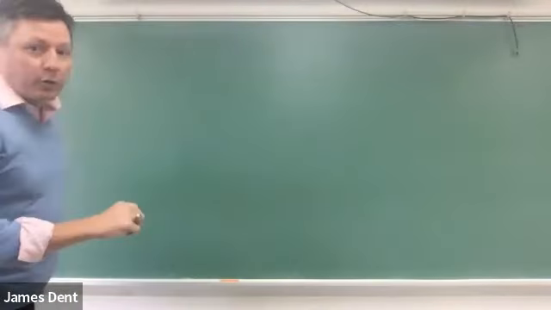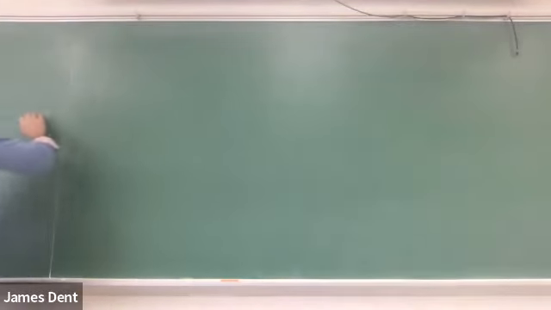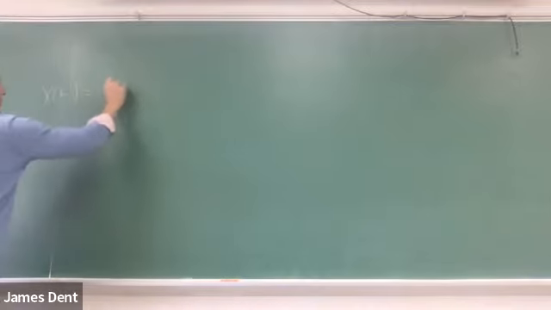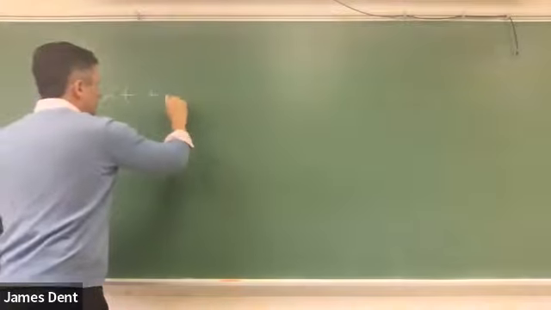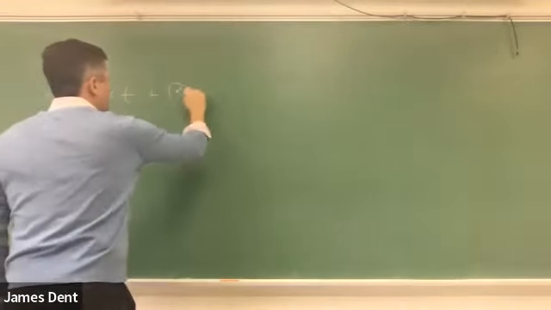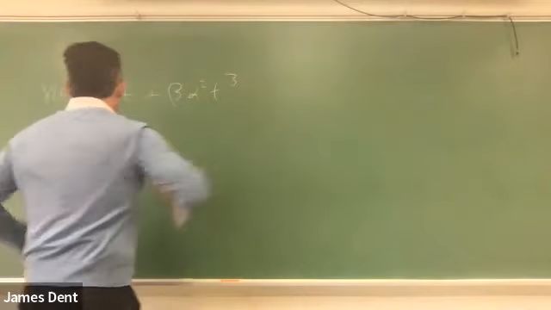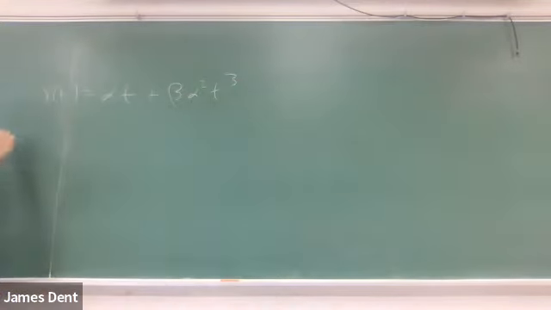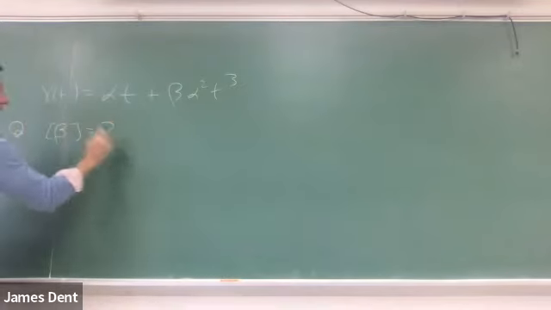Okay, so our quiz from last time was this. We had x of t equals alpha t plus beta alpha squared t cubed. So this is position, and the question was, what are the units of this thing, beta?